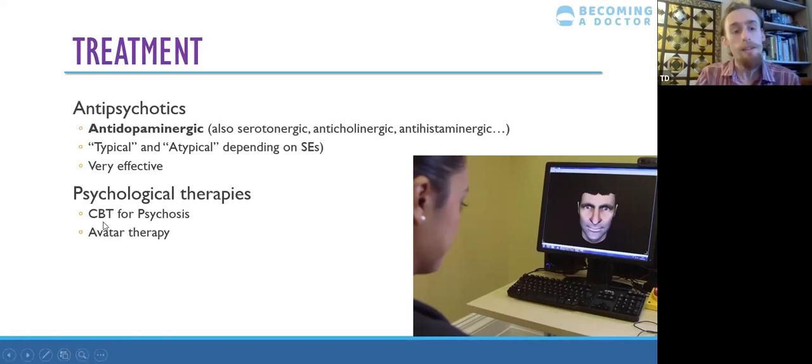And CBT for psychosis is very effective. It's a special type of cognitive behavioral therapy that's particularly geared up to psychosis. And both of these are needed to treat psychosis. By and large, in the acute setting, when someone comes in with psychosis, you're going to mainly do these to start with, to be fair. But they both have a role.